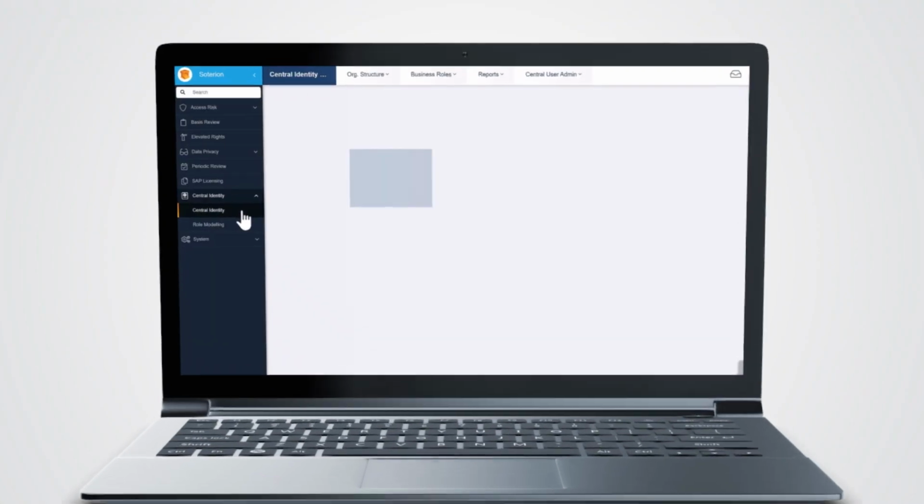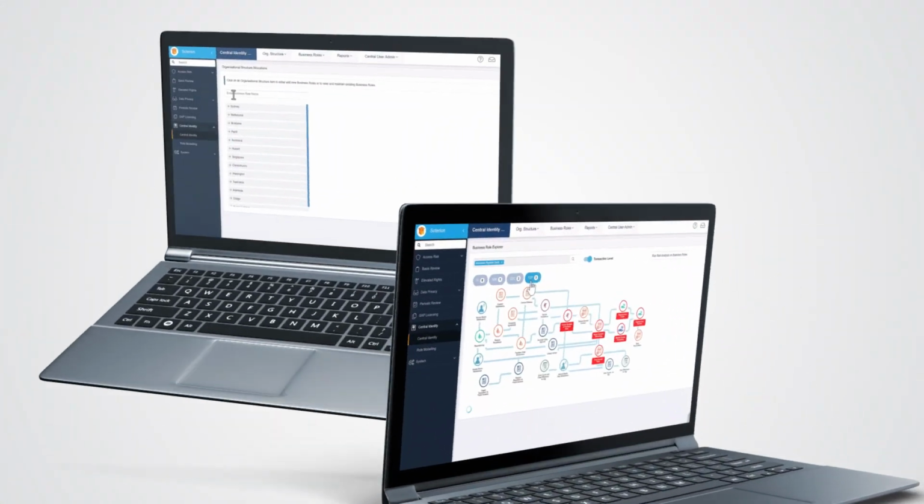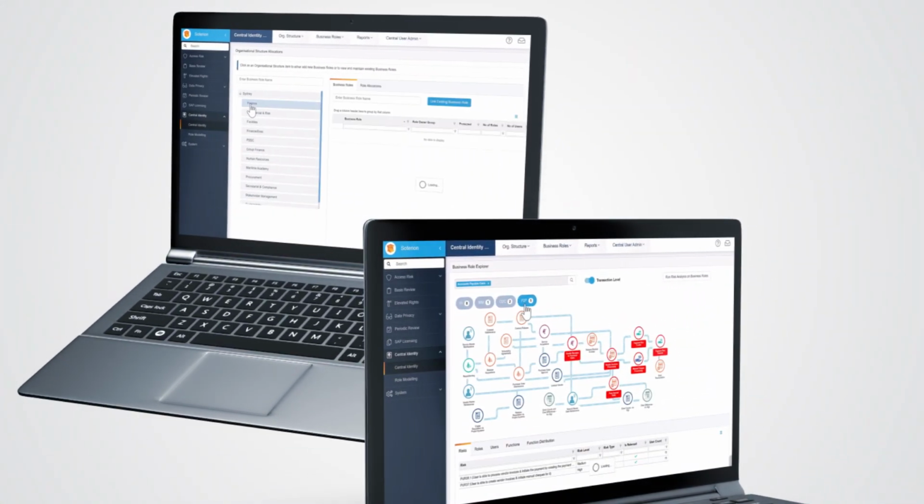By leveraging Soterion's Central Identity Manager, you can improve your provisioning efficiencies and enhance business accountability with our business role concept.